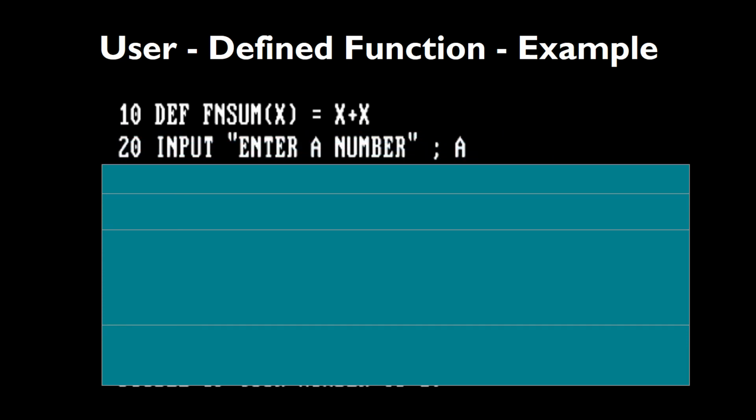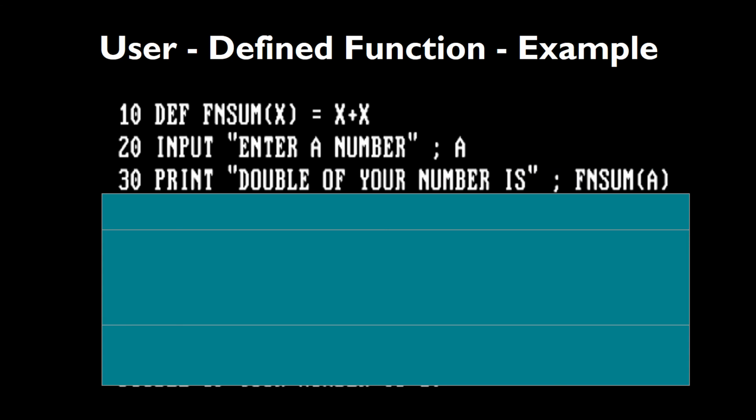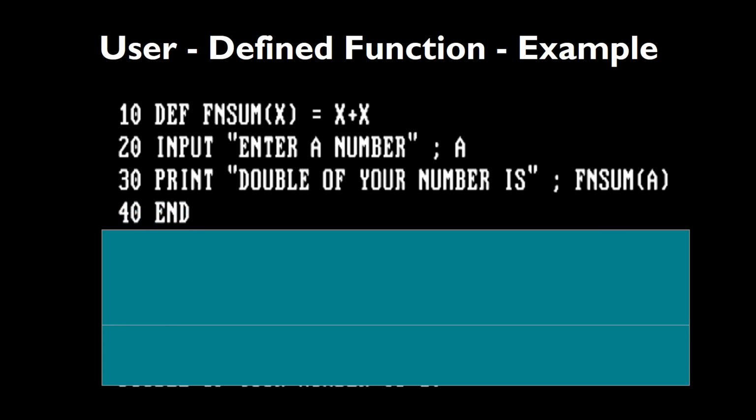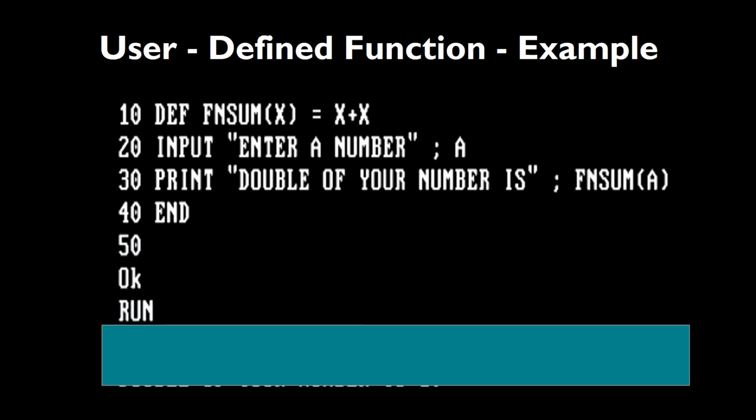Let's take a number from the user, which is A, and we can call the function as it is written in line number 30: PRINT "Double of your number is"; FN SUM. This is the function call, and this time I'm going to pass the argument, the value which the user has provided, and simply END. Execute the program to get the output.